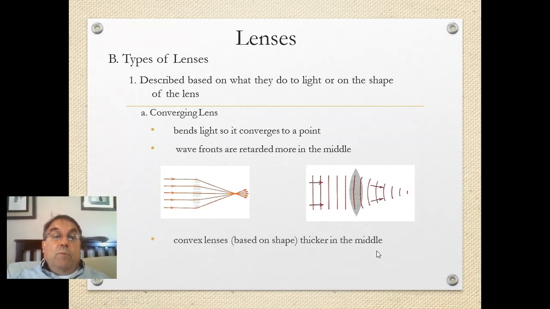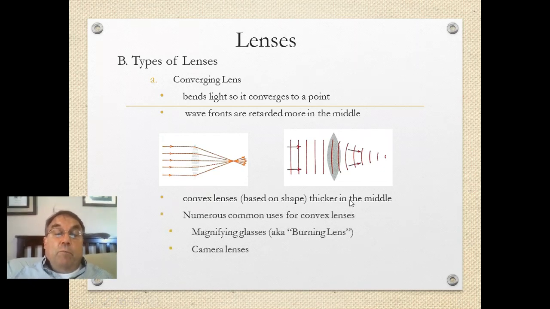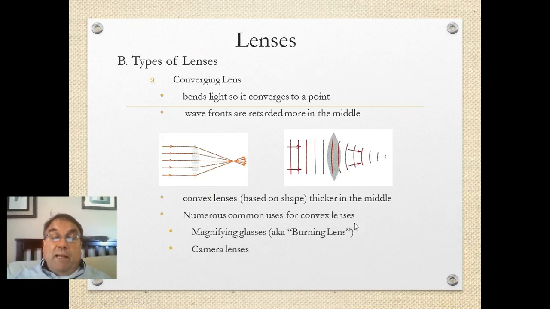Okay, the second way of naming a converging lens is called a convex lens, because the outward edge of the lens is bent outward, so it's convex. Okay. Convex lenses are by far the most common. Numerous applications, including magnifying glasses, also called burning lenses. If you've ever used a magnifying glass in the sun, you know that you can burn leaves, burn paper.